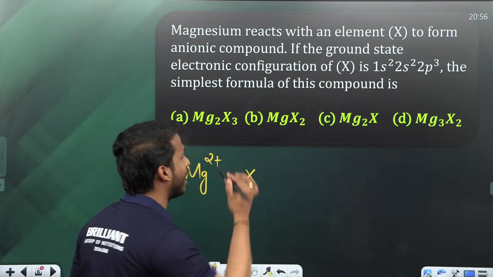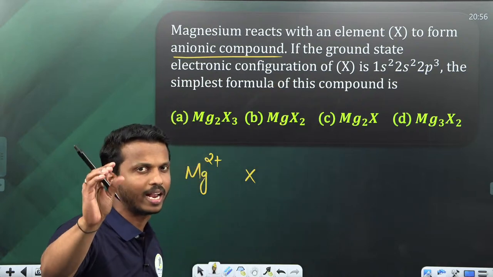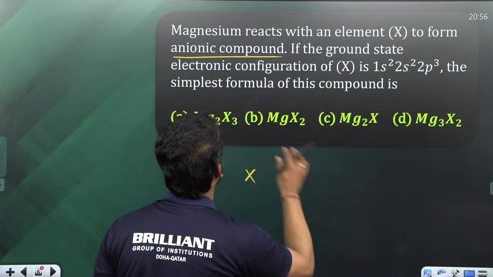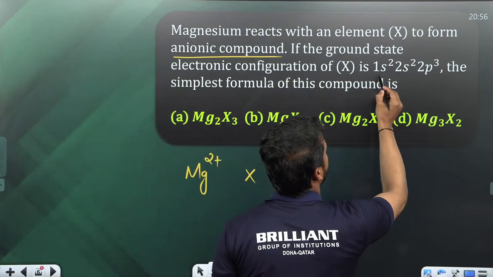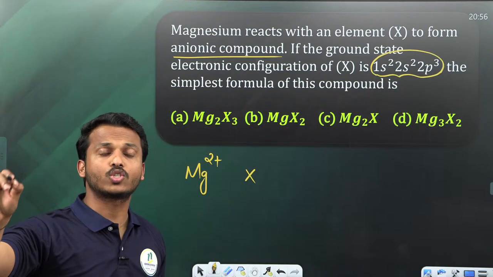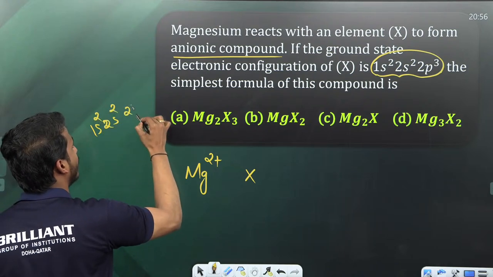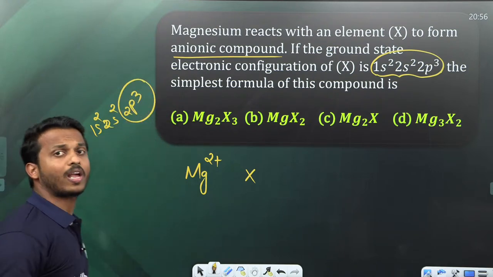It is reacting with an element X. It forms an anionic compound. It's an anion, negative charge. If the ground state electronic configuration of X is given as 1s2, 2s2, 2p3, it means it is a p-block element.